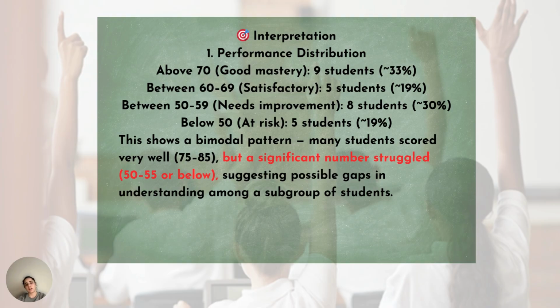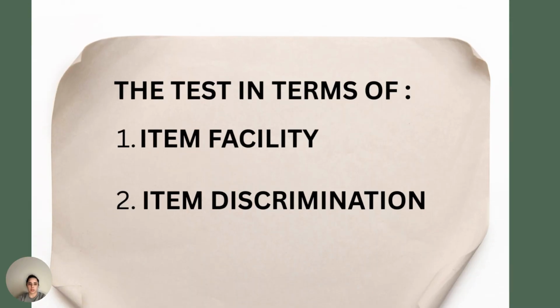This generally says that many students scored very well, between 75 to 85, but a significant number of students struggled, between 50 to 55, or unfortunately below. And this is called a bimodal pattern of this test. Okay, we have some recommendations to improve this kind of solution to make it better. Let's look at the test in terms of item facility and item discrimination.